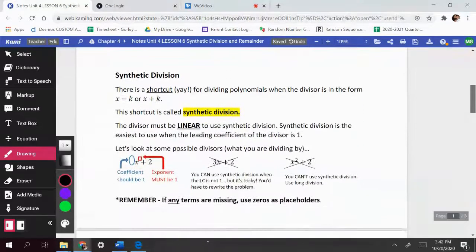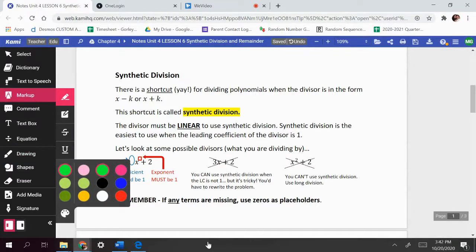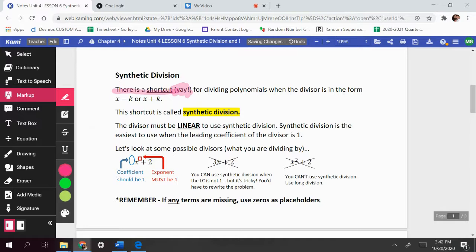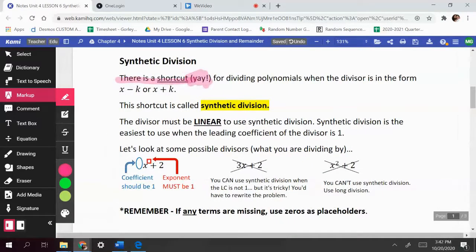Now we're going to get down to synthetic division. It says there is a shortcut. Yay! For dividing polynomials when the divisor is in the form x minus k or x plus k. The shortcut is called synthetic division. To use synthetic division, the divisor must be linear. Okay, the divisor must be linear to use synthetic division. Synthetic division is the easiest to use when the leading coefficient of the divisor is 1.